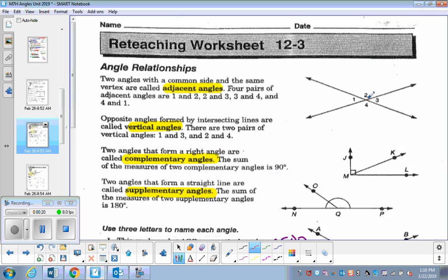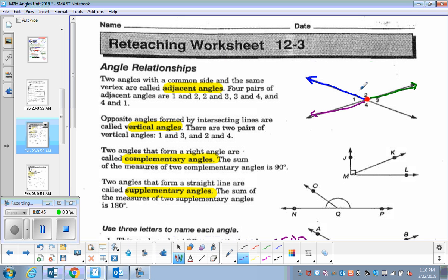Now I want to point out that in red right here, that's the vertex. And angles 1 and 2 share this blue common ray. So angle 2 has the blue with this green, and the vertex is at the red. And angle 1 has blue with this purple. And because they share that blue ray, angles 2 and 1 are considered adjacent. Angles 1 and 2 are right next to each other.